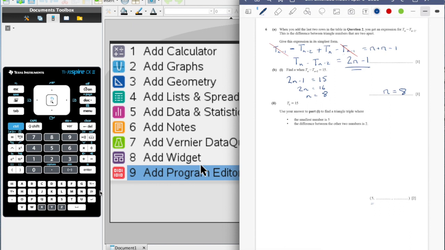So let me just refer to my scribbles that I've put down already. So this is when n is equal to 8. So we've already done this, the subtraction between them. We've got a triangle number minus the one before it, and that happens when n is 8, which means the n minus 2 value will equal 6, and that's what we've got, 5, 6, and 8.